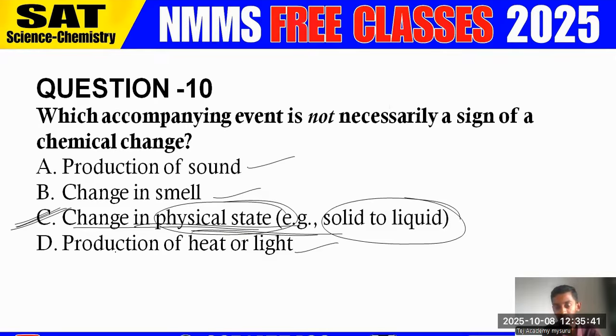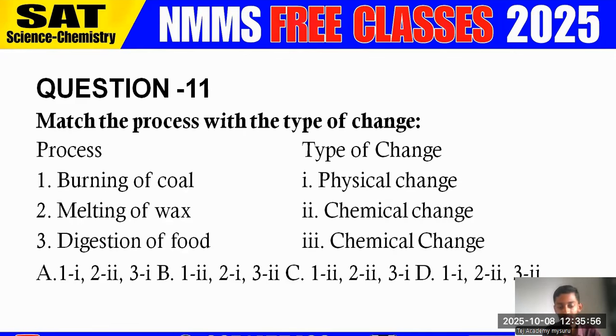For example, a change from solid to liquid, liquid to solid, solid to gas, gas to liquid, liquid to gas. Any physical state change. So the correct option is option C. Now we will move on to question number 11. Match the process with the type of change. Like this, you will definitely get one question, because if you observe previous year question papers, you can see matching questions with process and type of change. It is a very important type of question. So, burning of coal.